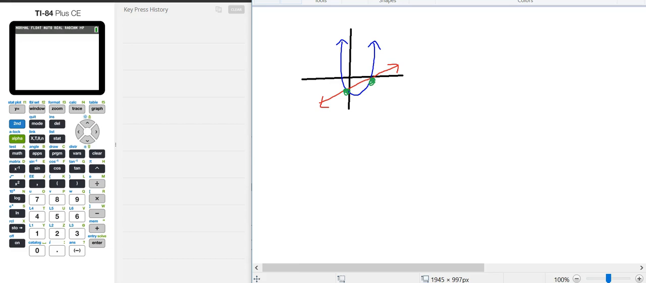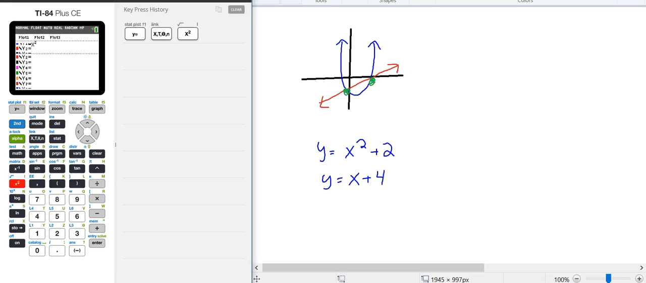Let's look at an example. Let's say we have the parabola y is equal to x squared plus 2, and we have a line y is equal to x plus 4. In order to find where these graphs intersect, the parabola and the line, we could either graph them by hand or we could graph them on the calculator. Let's do it on the calculator.